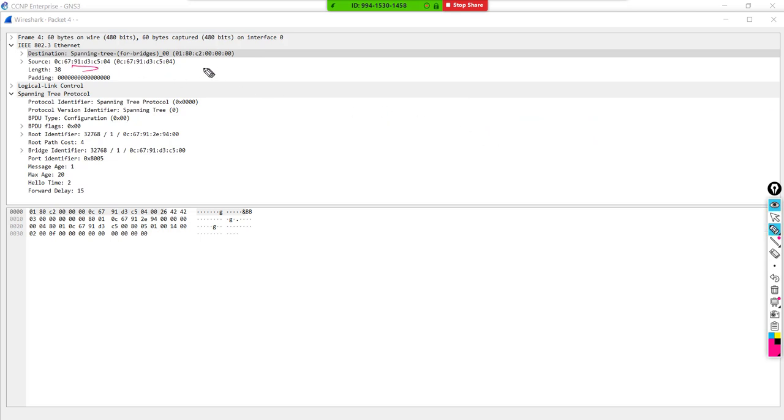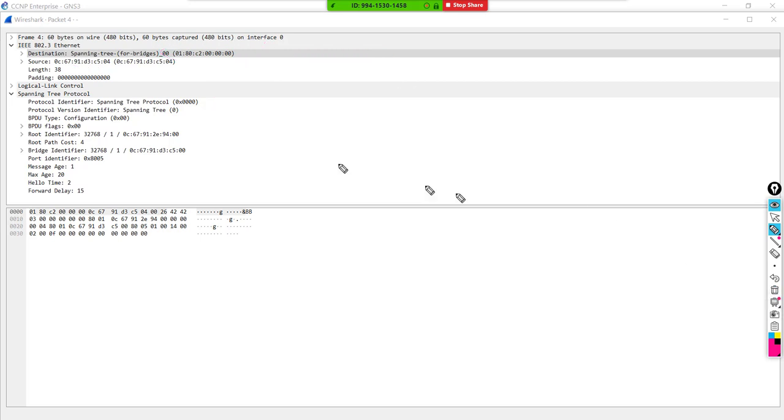Source is nothing but whatever you see here, the source MAC address. This is the MAC address of your switch A, the MAC address of this port. It doesn't matter what the MAC address of this is. It could be for Gi0/1, it could be for Gi0/0, it could be for Gi0/2. It doesn't matter. What matters is that on the receiving side, there will be some predefined STP MAC address.